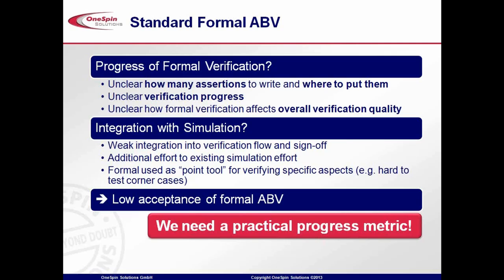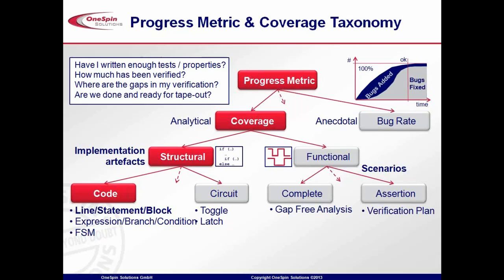Okay, so if we look at the taxonomy of the progress metrics, we can have one general way, which is bug rate or the density of our assertion set. Or what I will focus on today is the coverage metrics, which can be structural or functional. Thanks to Tim, I will not have to be bothered with the functional metrics.